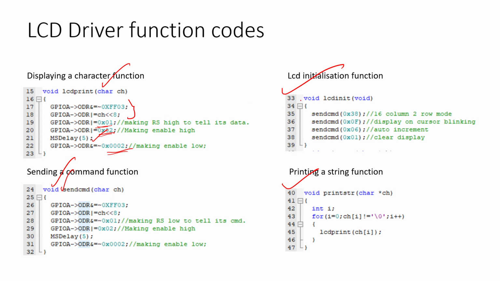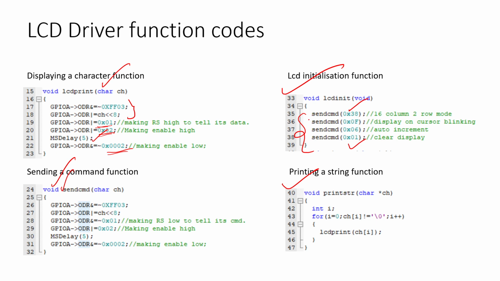Next we have LCD init. Once we have defined the send command function, we'll be sending a set of commands to initialize the LCD, starting from 0x38 and ending at 0x01. We have these four major commands. If you want to know in detail about many other commands which can be sent to the LCD, you can always visit my past videos.